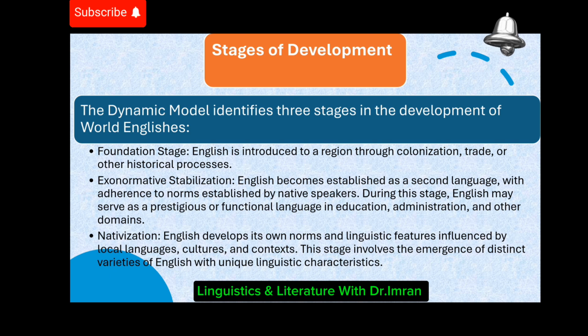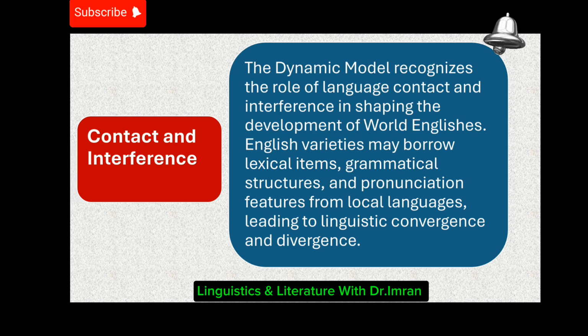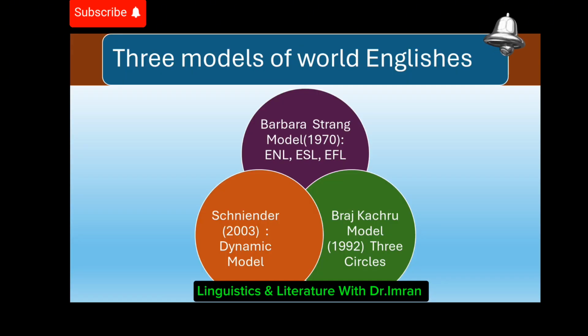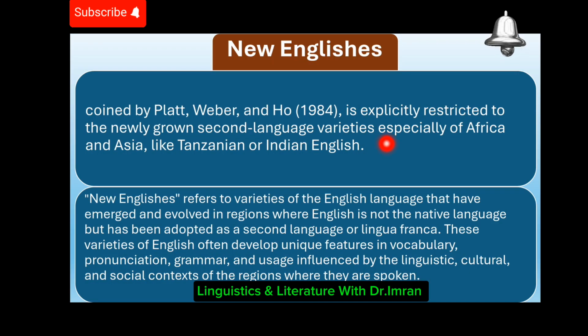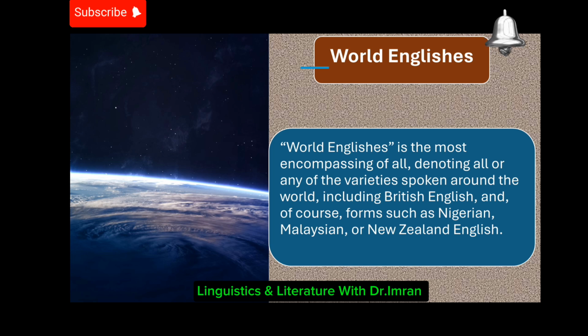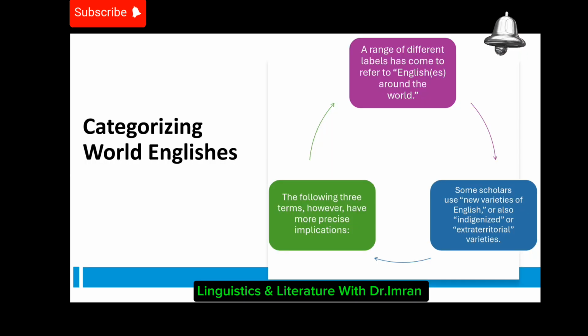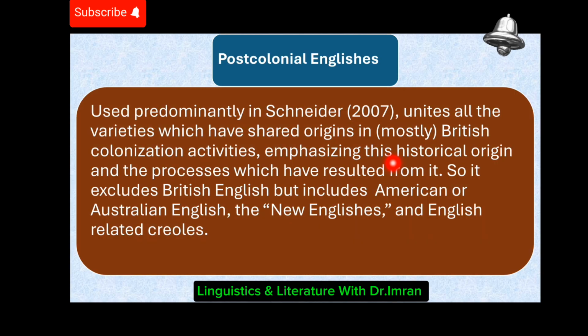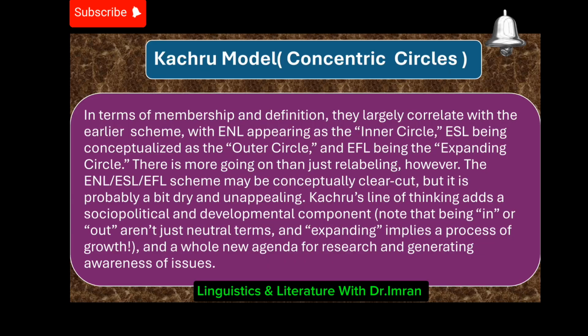So for new Englishes, we have Strange model. For world Englishes, we have Kachru's model. And for post-colonial English, we have Schneider's dynamic model. So these are the three major models.